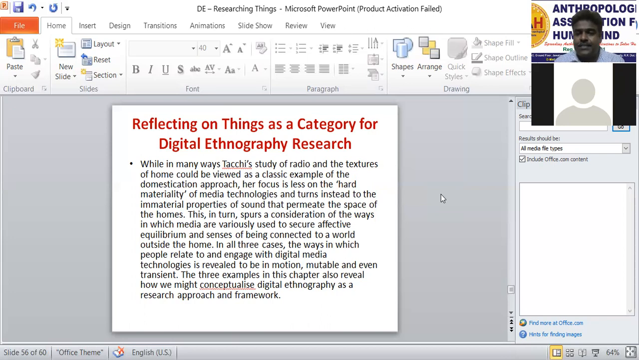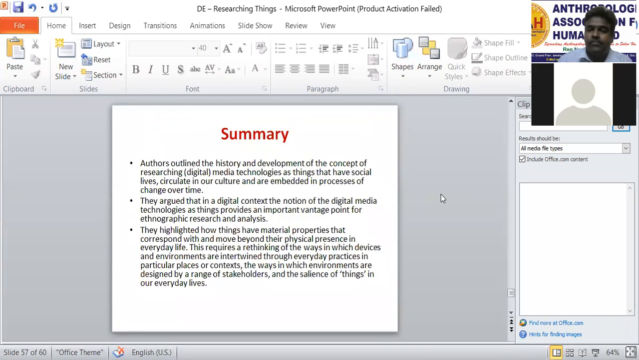In all these cases, the ways in which people relate to and engage with digital media technologies is revealed to be in motion, mutable, and even transient. This is important. The three examples in this chapter also reveal how we might conceptualize digital ethnography as a research approach and framework. Summary.